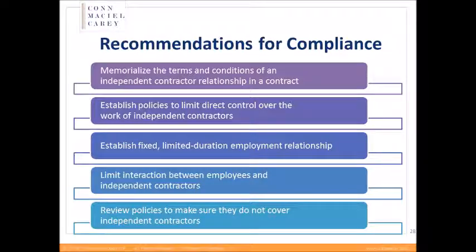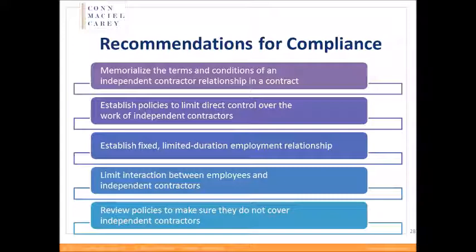The next is establish policies to limit direct control of independent contractors. You're going to want to establish those policies and then make sure that managers are actually trained on those policies and understand that they are not supposed to be directing the work of independent contractors. Establish fixed limited duration employment relationships. You want to try to have the terms of a relationship with an independent contractor relatively set. And once you do, that is another term that should be included in the contract with the independent contractor.